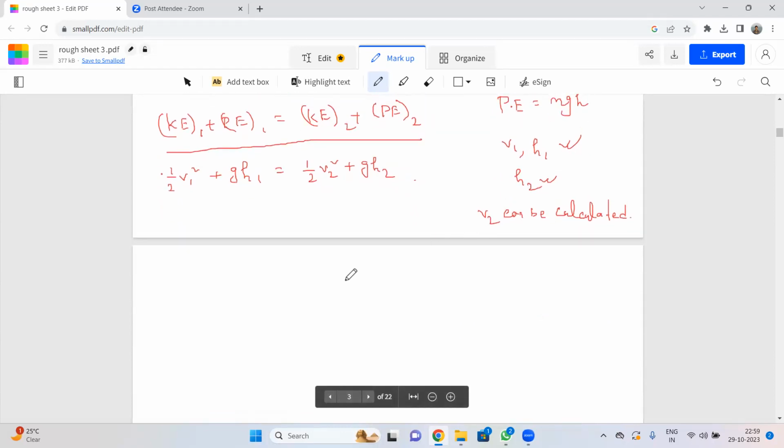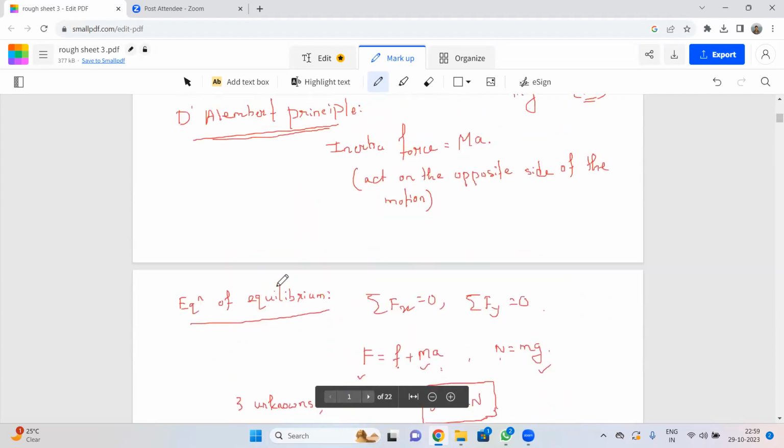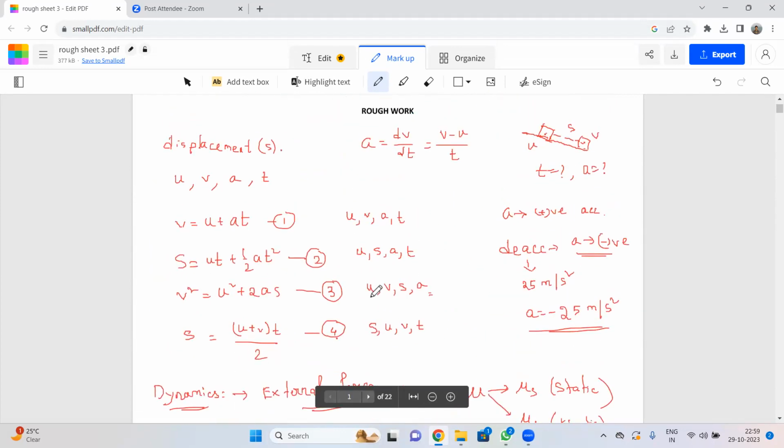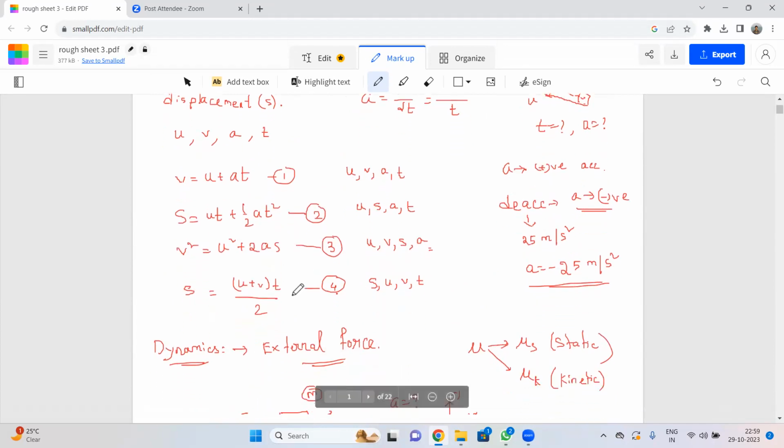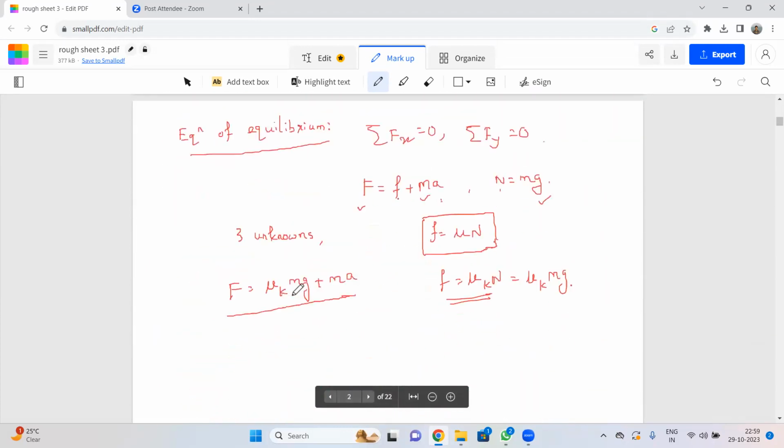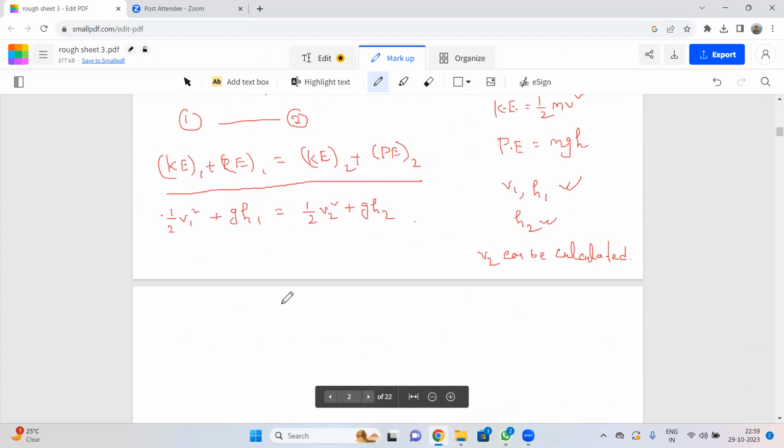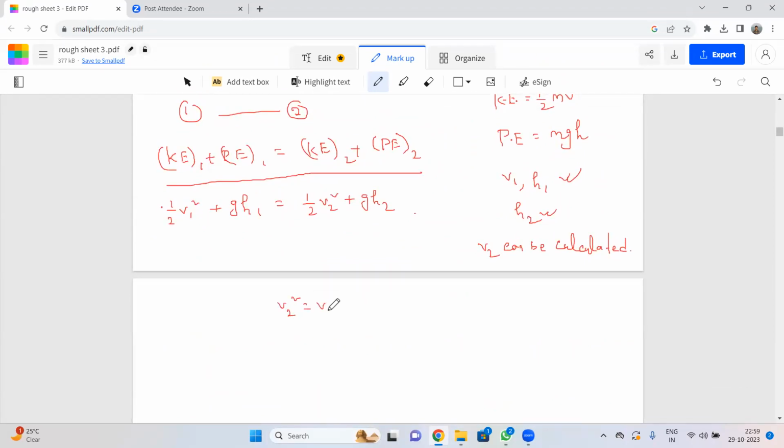That means you can use the equation from kinematics. U, the initial velocity, here is V1. So U and V you know, and you need to find acceleration. So using this equation 3, you can find the acceleration. We have to put the values of V2 and H2 in that equation. V2 squared is going to be equal to V1 squared plus 2aS, where S is the displacement. So we need to find that using H1 and H2.